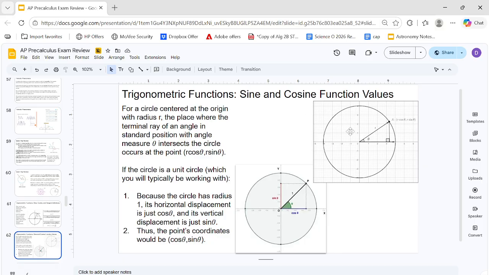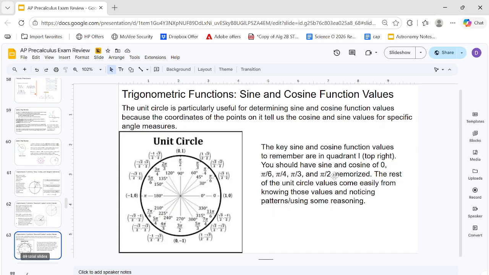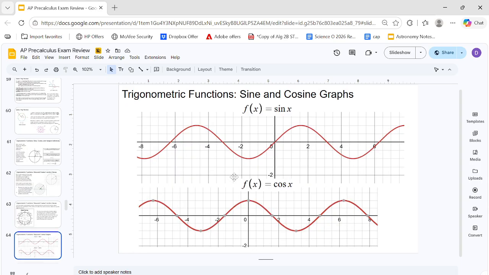Alright, so if you have radius r, angle theta, the intersection occurs at r cosine theta, r sine theta. And unit circles have radius 1. And in a unit circle, it's just cosine theta, sine theta, because that r is just 1. Alright, make sure you know your unit circle. Hopefully this is not your first time learning it. It's most important that you pay attention to things in the first quadrant. The sine and cosine of those angles. This is what the graphs look like.